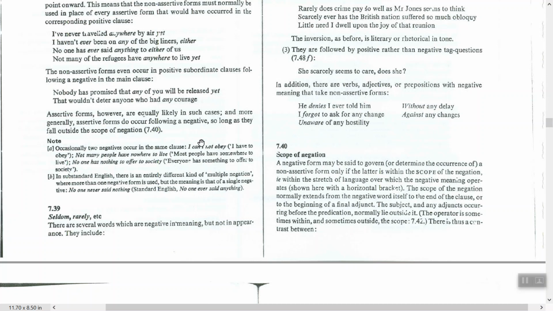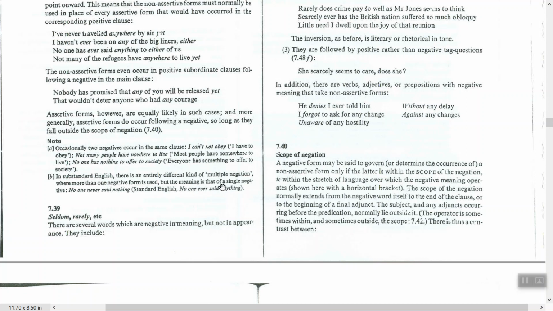So when we have two negatives in a sentence, when we say I cannot not obey, it means what? I have to obey. It's positive. Negative plus negative is what? Positive. I cannot not obey. It is not impossible. Not many people have nowhere to live. You see here? No one has nothing to offer to society. It means everyone has something to offer to society.